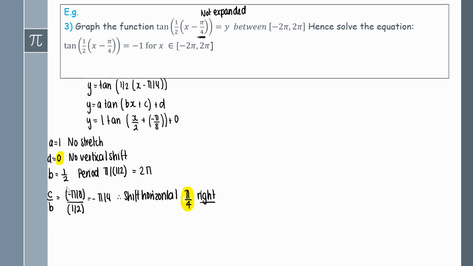There's no vertical shift, so that can tell me the starting point is going to be pi on 4 for my horizontal axis and then 0 for my vertical axis. So pi on 4, 0. And it's going to cross through the x-axis. It will pass through that, every plus 2 pi onto that, and every minus 2 pi from there.